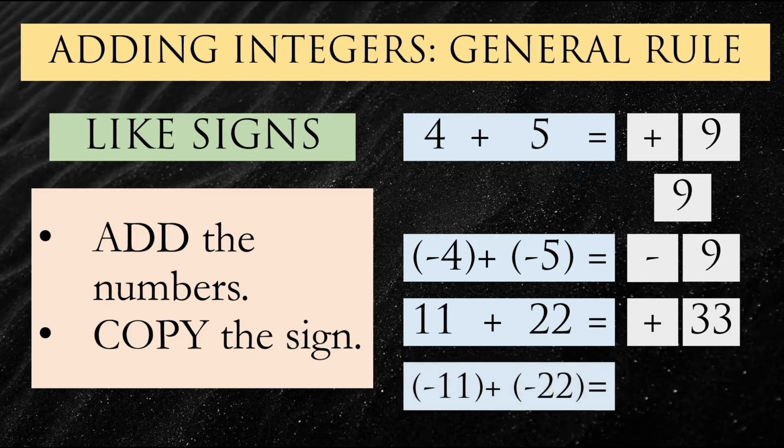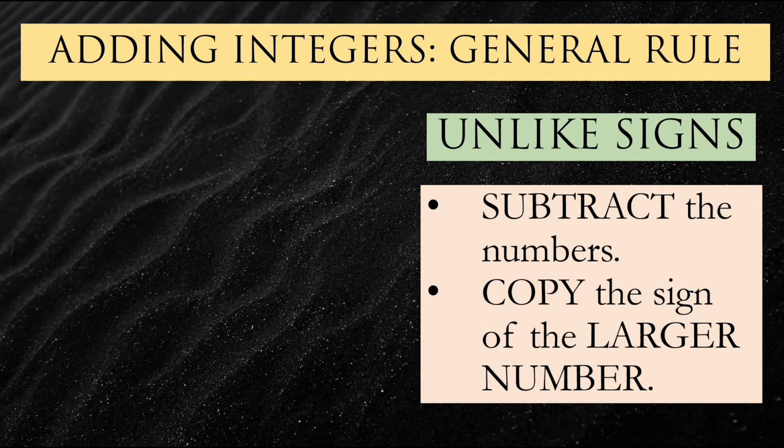And finally, we've got negative 11 plus negative 22. So again, add the numbers regardless of the sign. So we have 11 plus 22, that is 33. And then copy the sign because they have similar signs. Both have got a minus sign. So we copy the minus sign. So the answer would be negative 33. Okay, is that clear? Let's proceed to the unlike signs.